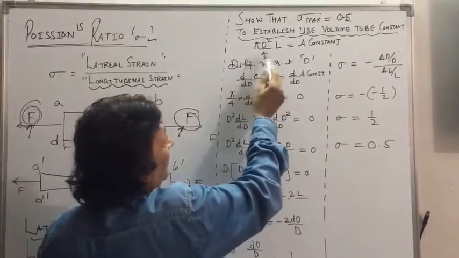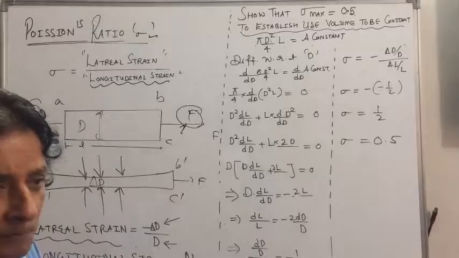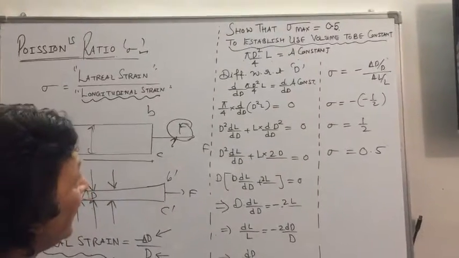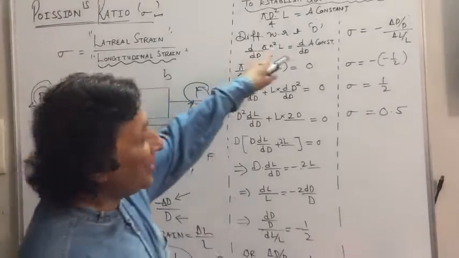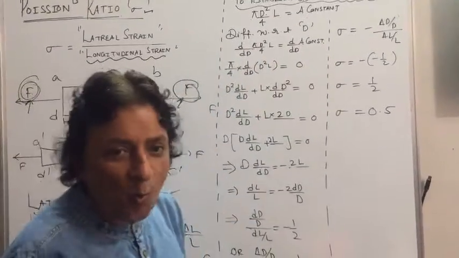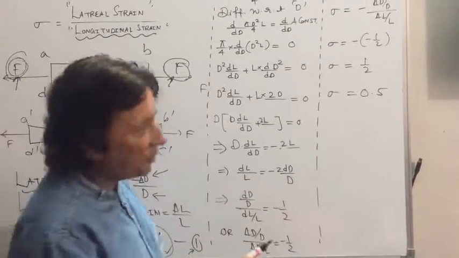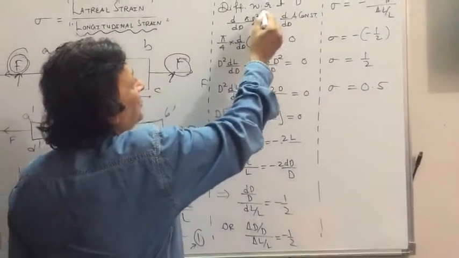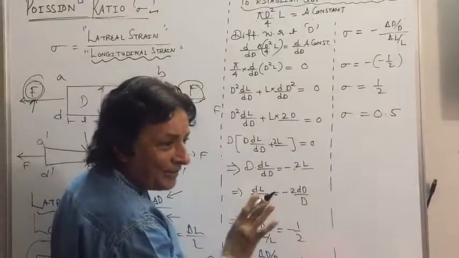So, we know volume, pi d square by 4 into L, is equal to a constant. Differentiating with respect to D, where D is the diameter, you will use the UV theorem. D square is U, L is V.